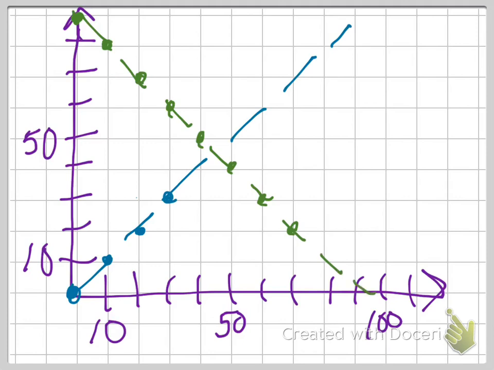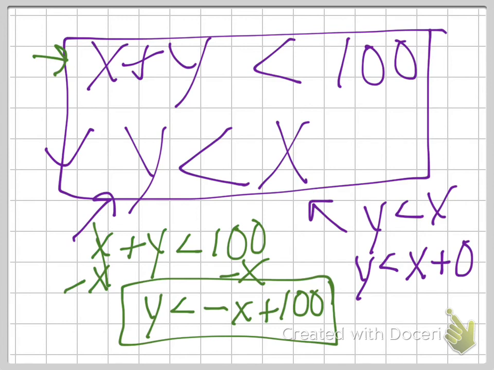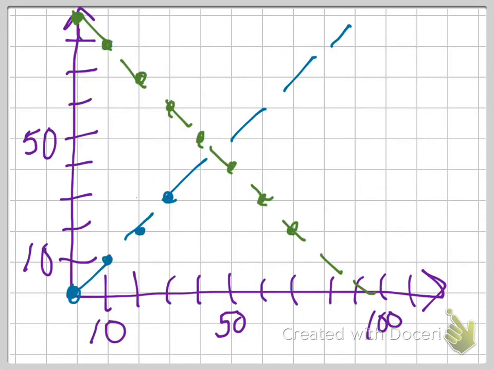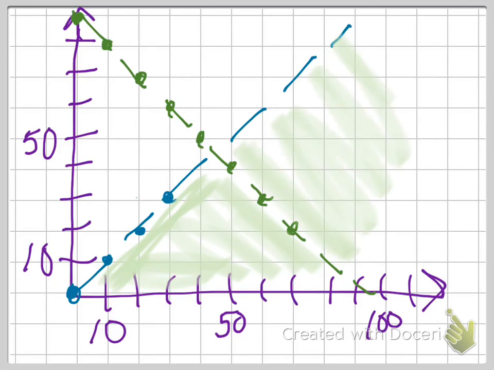Okay. All right. So now, it is an X. It's a very nice X. Now it's time for our shading. So let's look at that first equation that we graphed. That would be y is less than x. So where am I going to shade that line? Below. Okay, so y is less than x. I'm going to shade down here. All of this is shaded.